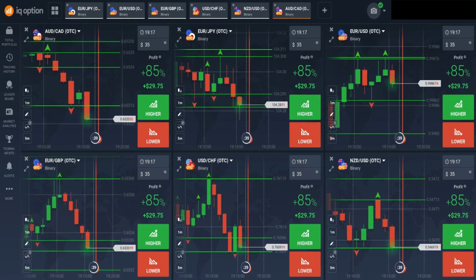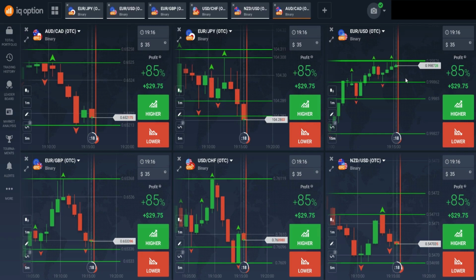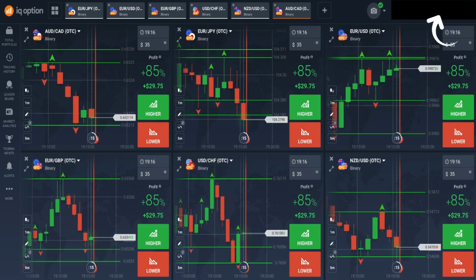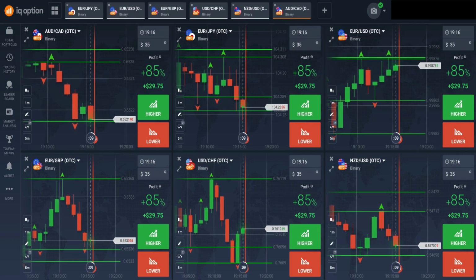But before proceeding in the video, those who have not seen my previous video, auto plotting support and resistance level scripts for IQ option, watch that video before this one. The link is given in the I button above. And those who have seen the previous video, continue to watch this video. Let's look at the trading rules of this strategy.